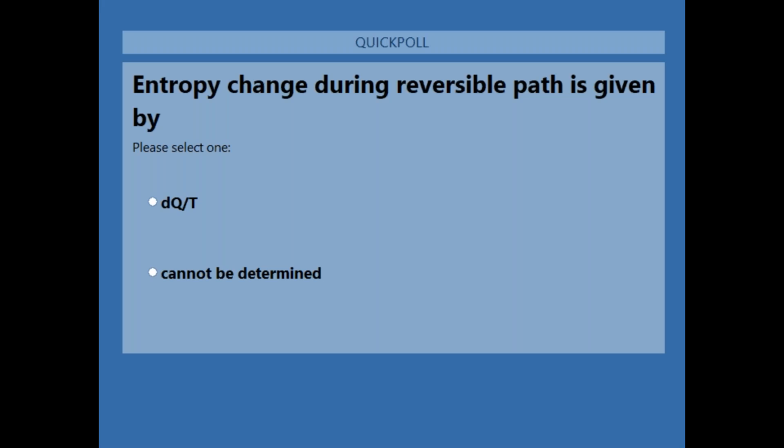Entropy change during a reversible path, how to determine that? Those who are saying that it cannot be determined, they haven't listened to the lecture carefully. The entropy change during the reversible path, this is what is also written on the board, we can find by taking an integration of del q by t along that reversible path.